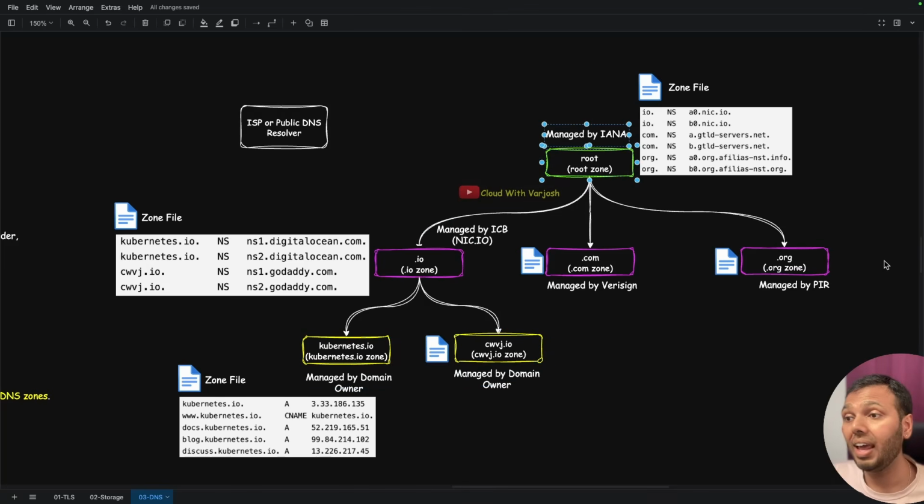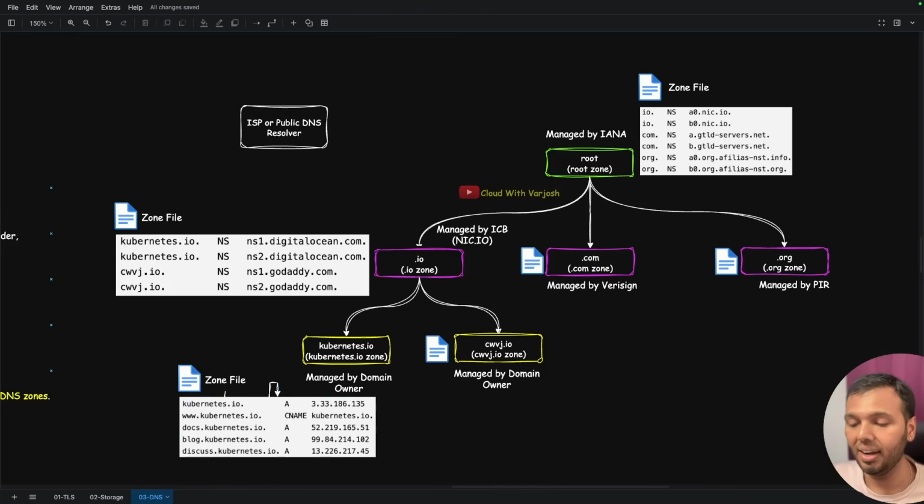No single part has all the information. Your ISP first reached out to the root to know the name servers that are responsible for .io. If you are accessing, let's say, kubernetes.io, then the .io name servers gave you the name servers that are responsible for kubernetes.io. Then your ISP reached out to those name servers to know the actual IP address of kubernetes.io.